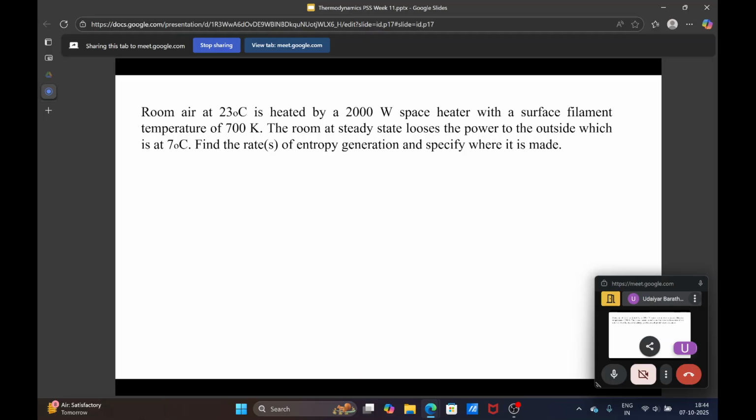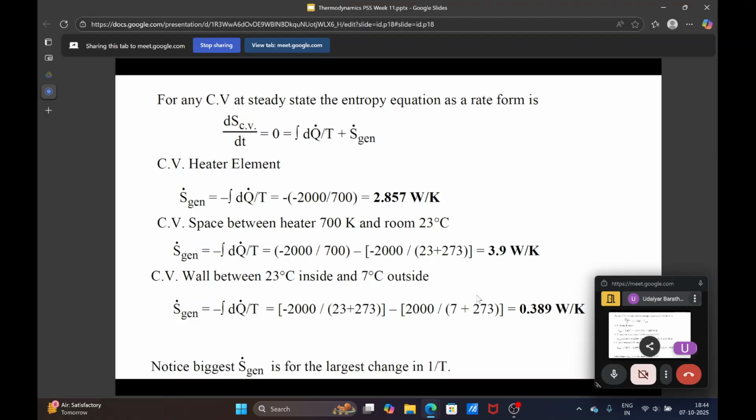So this is similar to the first problem which we saw today. So what is the entropy generation? We can straight away use that. The heater entropy generated is again because of heat transfer, so minus dQ by T. 2000 watts of heat is getting generated, so 2000 by T is 2000 by 700. So it gives you 2.857.